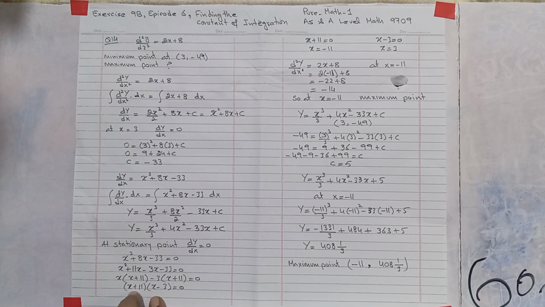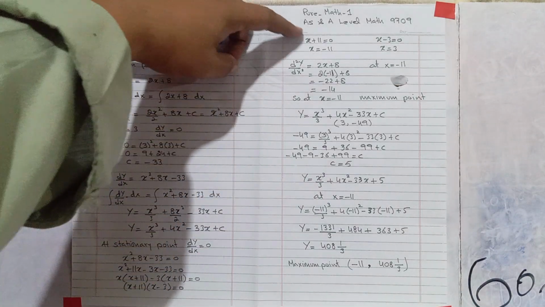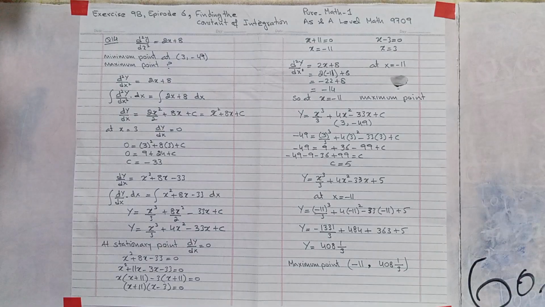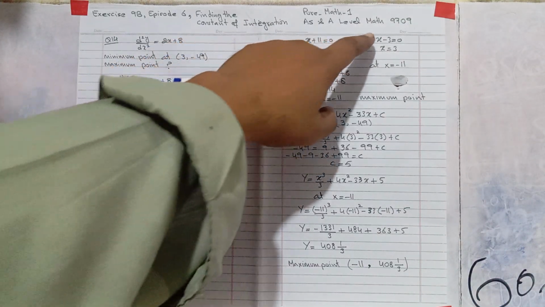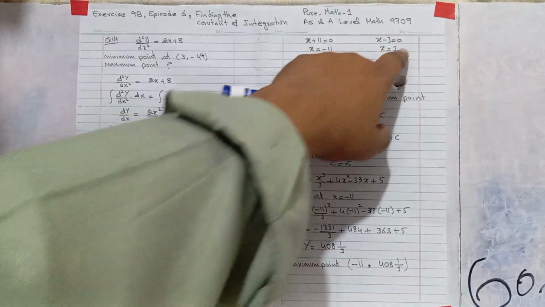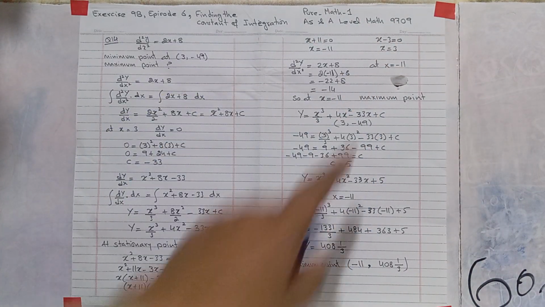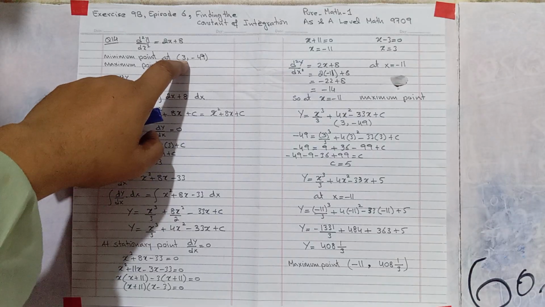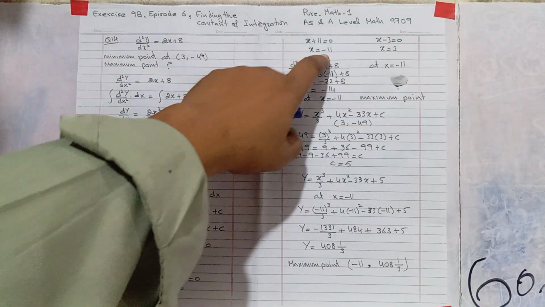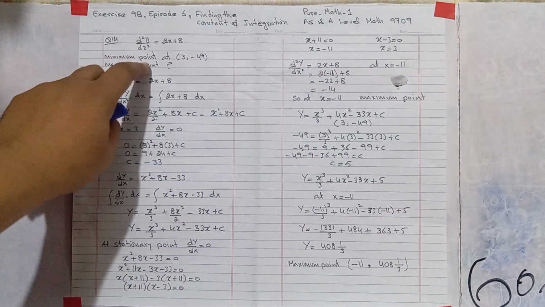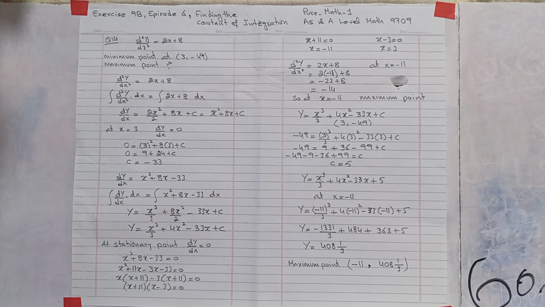These two brackets are multiplying with each other. Their answer is 0. So either the first bracket is 0 or the second bracket is 0. So I will make the first bracket equal to 0. So x plus 11 equals 0, so x will be equal to minus 11. x minus 3 is equal to 0, so x will be equal to 3. This x equals 3, that stationary point we already know. But x equals minus 11 is the other stationary point.